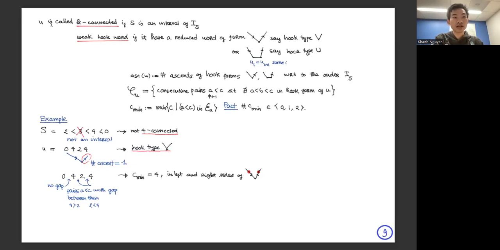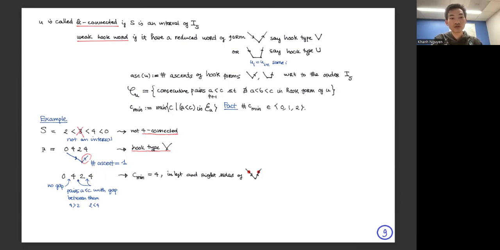Okay. Now we say that u is a weak hook word if it has a reduced word of the form decrease and then increase. And we say that the hook type of this word is V. The reason we choose the capital letter V is because the shape of V is also like decrease and then increase. Or it has the form decrease and then u_i equal u_{i+1} for some index i and then increase. And in this case, we say that the hook type of the word is U. The reason we choose the capital U is because the shape of U is also like decrease and equal and then increase.